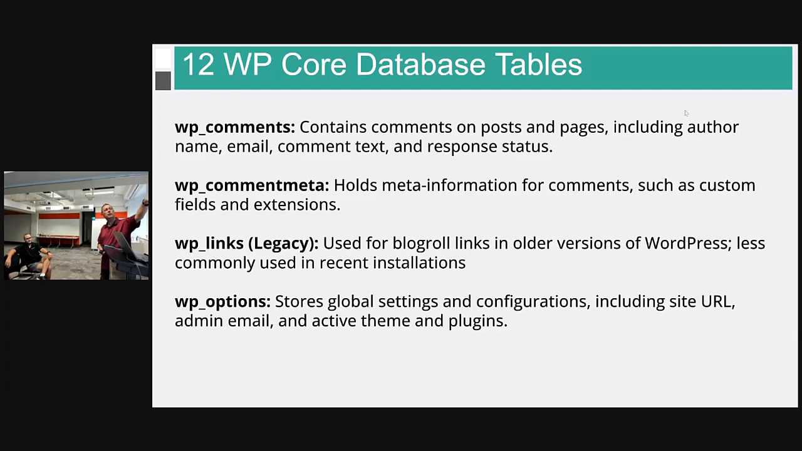WP links used to be used for something called a blogroll, which is way back when WordPress was like a blogging thing. It's not really used anymore, but it does install it for legacy purposes, but you can quite safely delete it. And then WP underscore options has all your global settings for WordPress. So the WordPress settings, your plugin settings as well, and some theme settings that are not in the customizer. Most of your site options are in the WP options table.